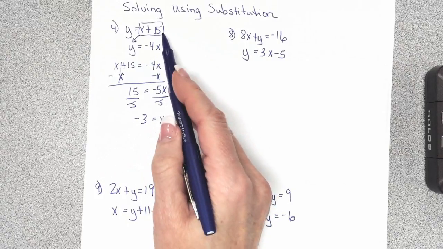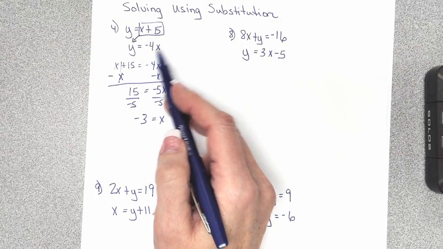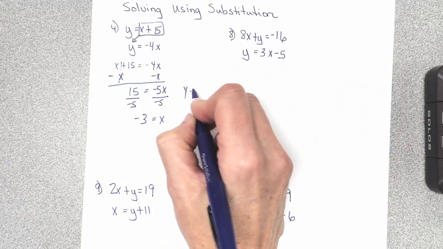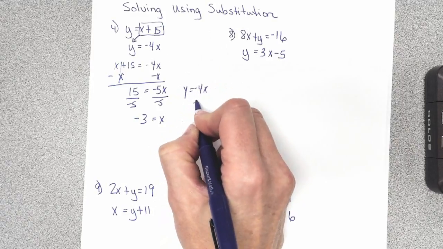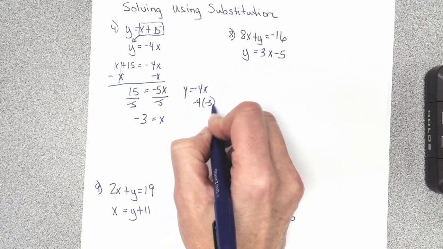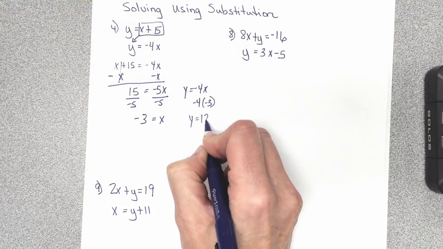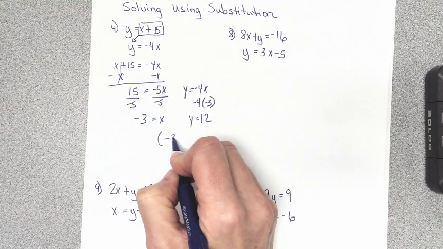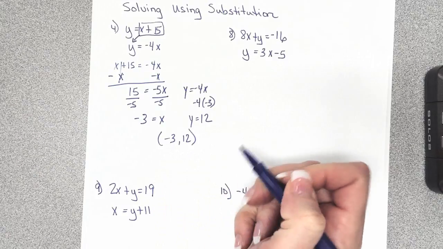Go back and pick one of the equations. It doesn't matter which. I'm just going to grab the y equals negative 4x. I now know x is negative 3. So y is 12. So my answer is negative 3, 12.